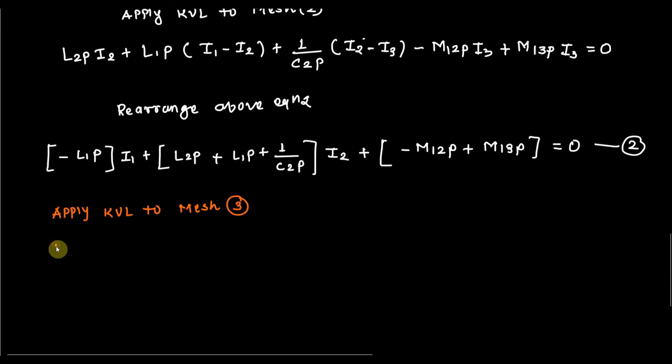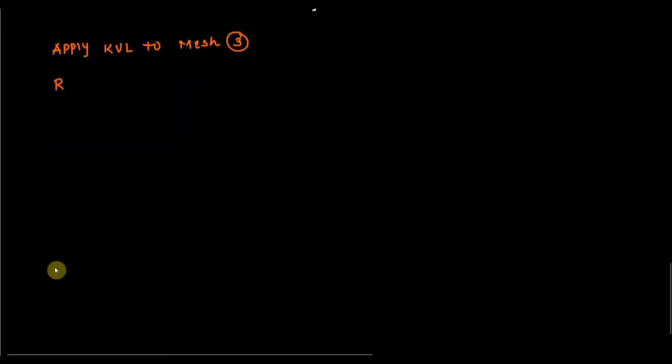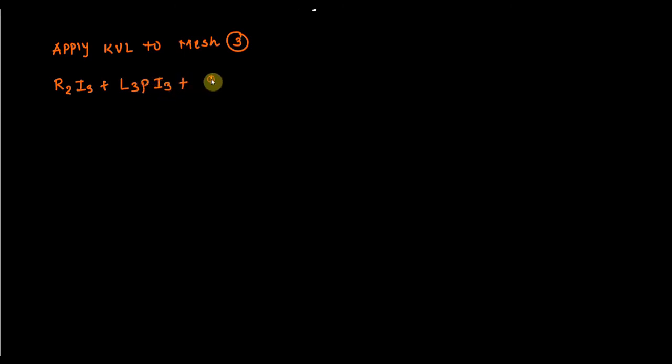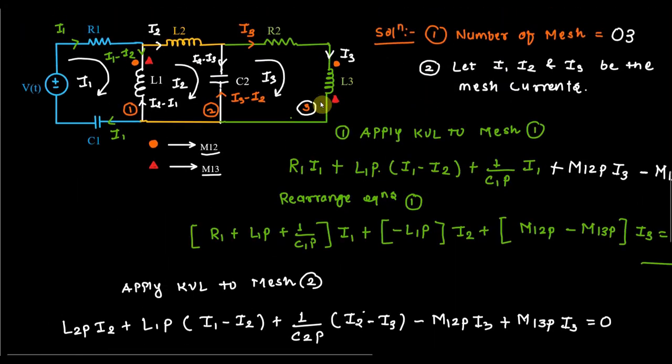So this is R2 I3 plus L3P I3 plus 1 upon C2P times I3 minus I2. Fine. So we have written all the self values. Now see whether there is a mutual or not. Yes, there are two mutual inductances here. One is this circle, another is this triangle. So we can see that for this circle the value is M12P.